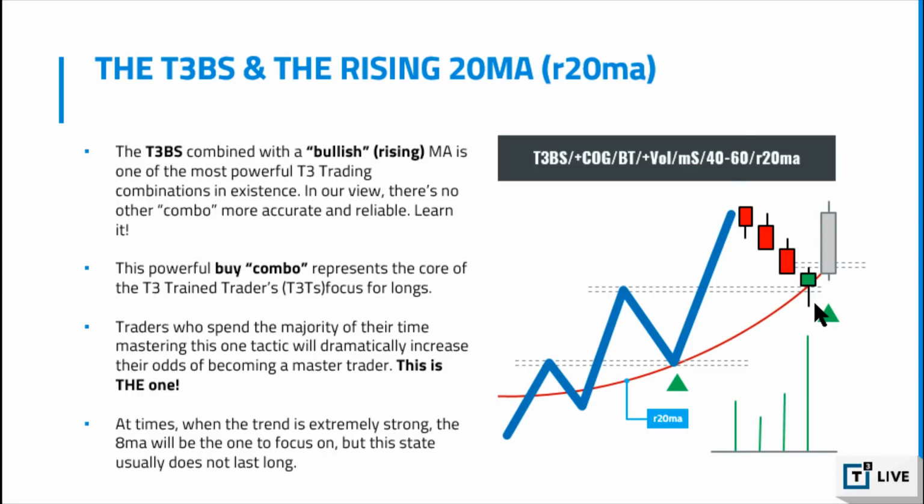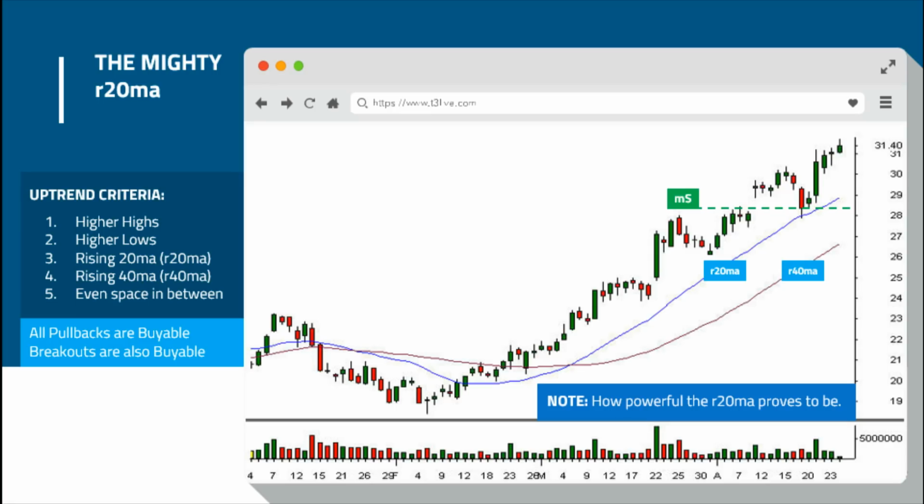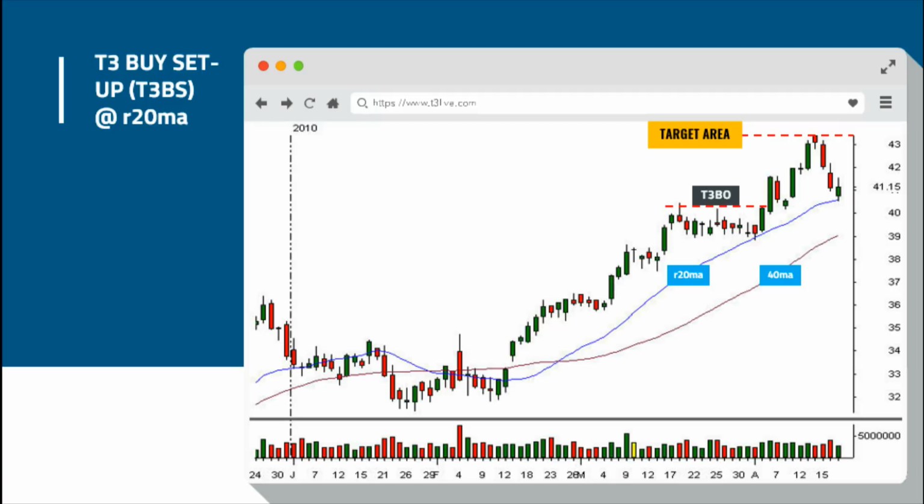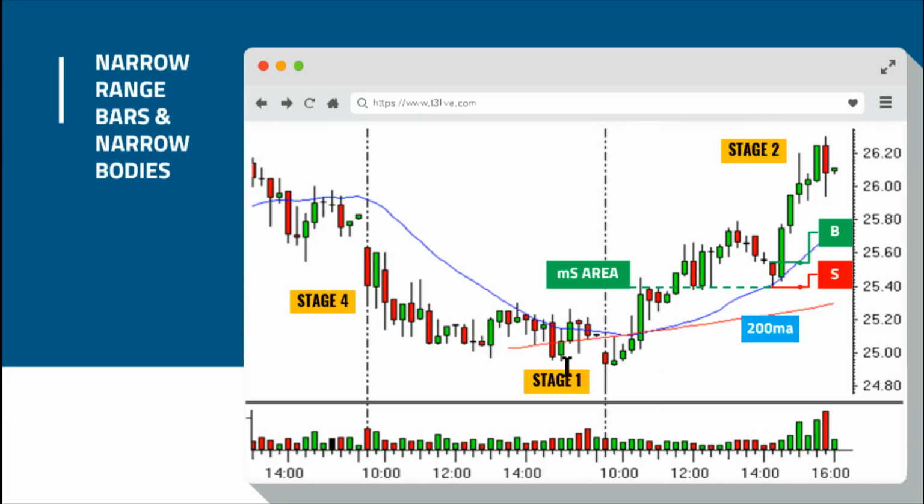When it pulls back to the rising 20, I want to look to buy it. If it pulls back to the 20 and minor support, and it has railroad tracks between the 20 and the 40, see it? Then all pullbacks are buyable. All breakouts are buyable also if you get a base breakout like we got here. Not one should escape your attention, not one, when you get a pullback to the rising 20 to minor support. The beautiful thing is, I'm not going to cover every slide from last week.